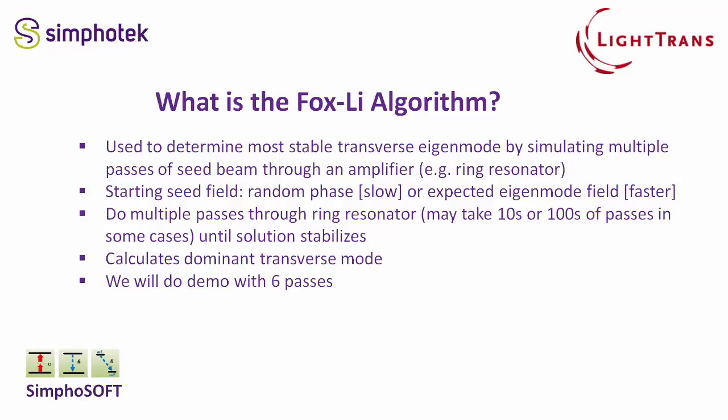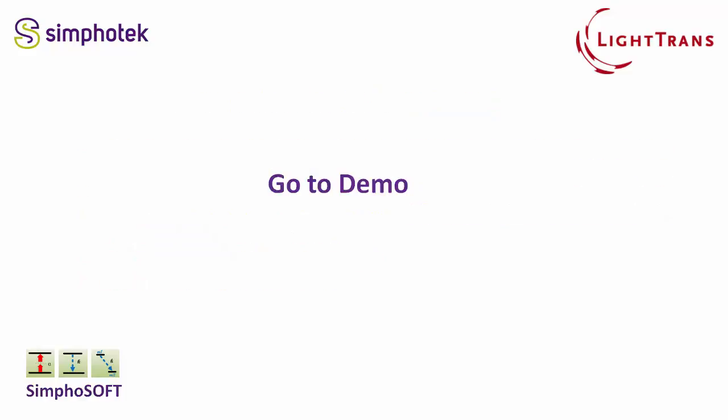With Foxley, you do multiple passes through the ring resonator. This may take tens or hundreds of passes in some cases, for example, if you're starting with a random phase, until the solution stabilizes. We're going to calculate the dominant transverse mode, and we're going to calculate the gain. And we're going to do the demo with 6 passes of light through the gain material. Now we're going to go to the demo.